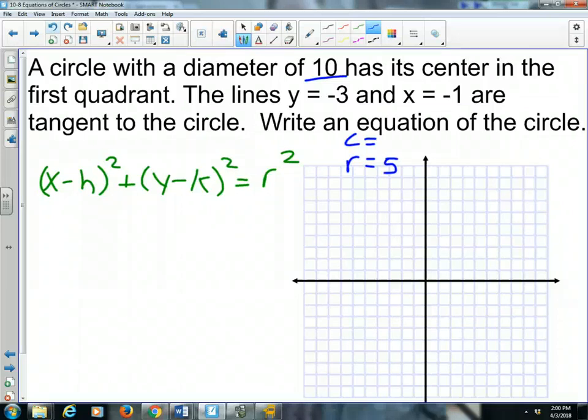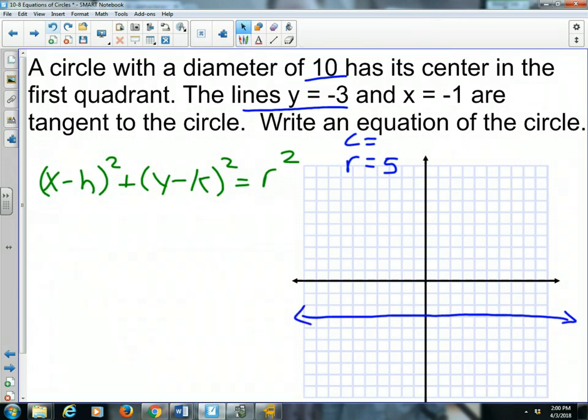All right. Lines y equals a -3. Y equals a -3 is a line that looks like this. Our circle is tangent to it, which means it touches it at once and only one point. Okay, x equals a -1 is a vertical line that looks like this. So it touches this line once and only one time. So with that, we should be able to find where our center is.